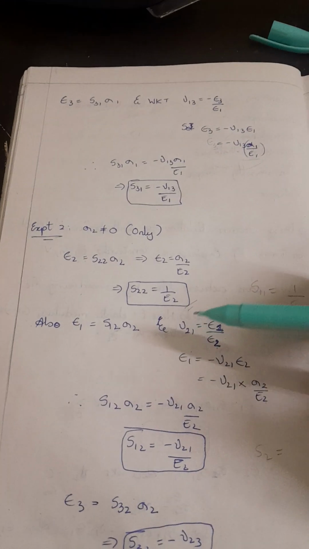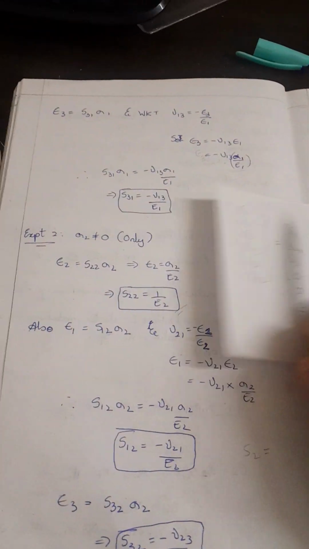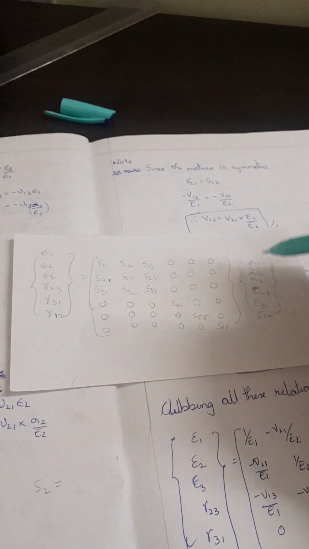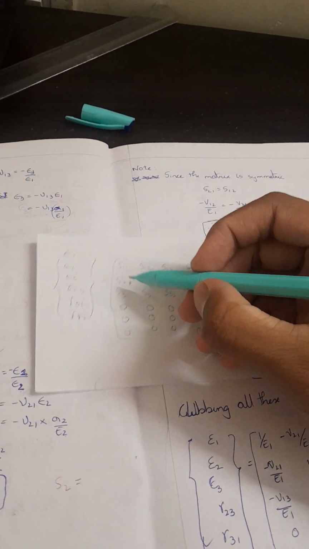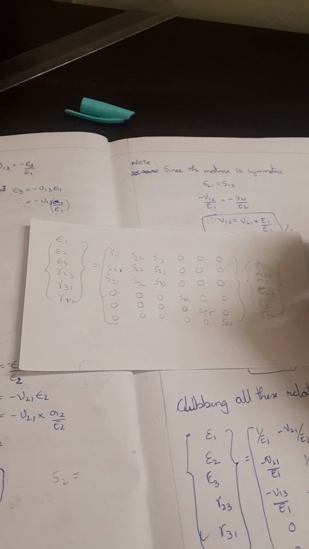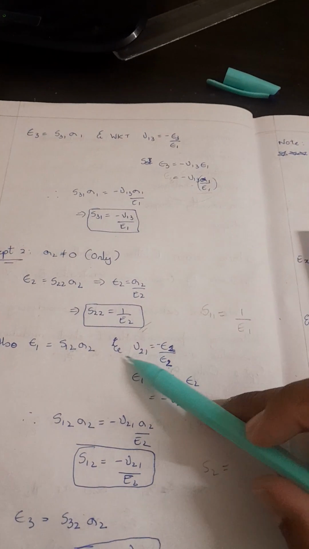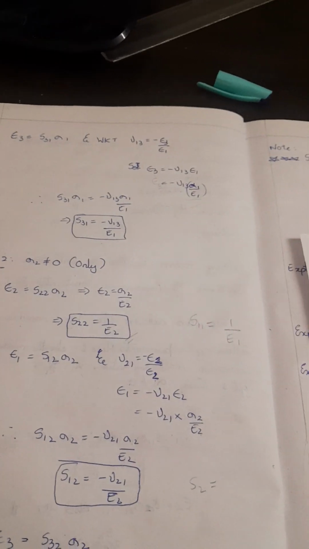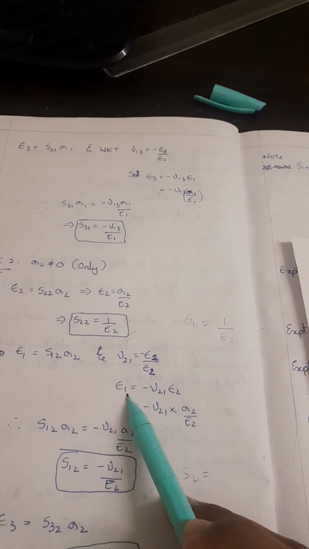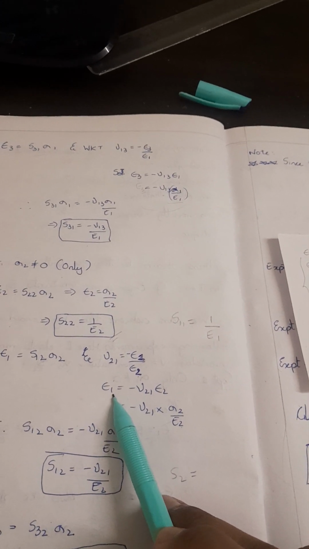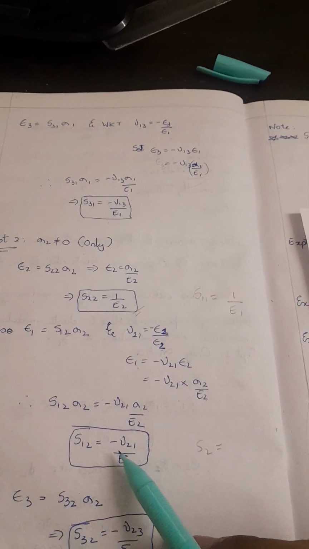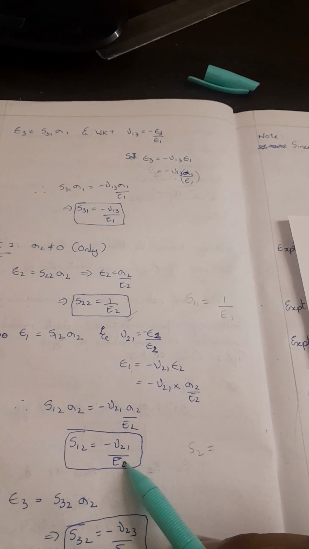Similarly, my strain 1 would be S12 times sigma 2, right? Because this term and this term are multiplied, so I can write it this way. I again use my concept of Poisson's ratio, and I develop a relation for strain 1, right? And when I equate those two terms together, I get S12 as minus V21 by E2.